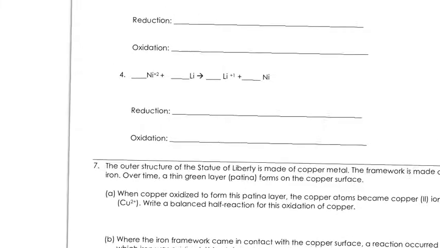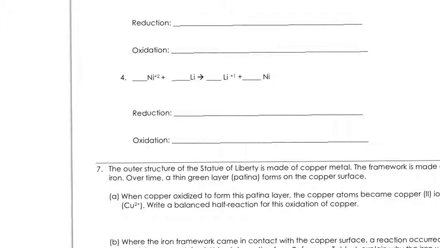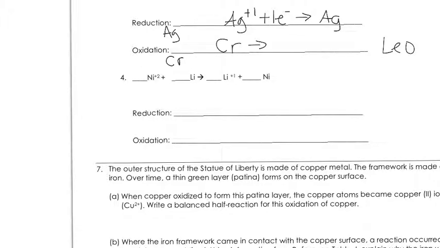So for the silver and the chromium, silver is going from a plus 1 to a 0. Chromium is going from a 0 to a plus 3. So the chromium is being oxidized and the silver is being reduced. So we are going to go Ag plus 1 plus the 1 electron necessary to get us to an Ag0. Our chromium, Cr, if it is being oxidized, LEO, meaning it will lose electrons, and I will have 3 electrons that are lost.